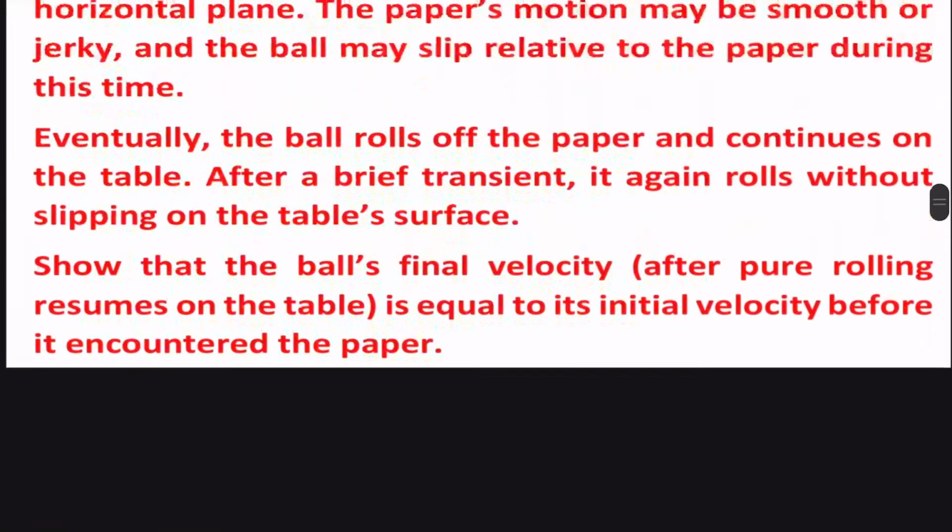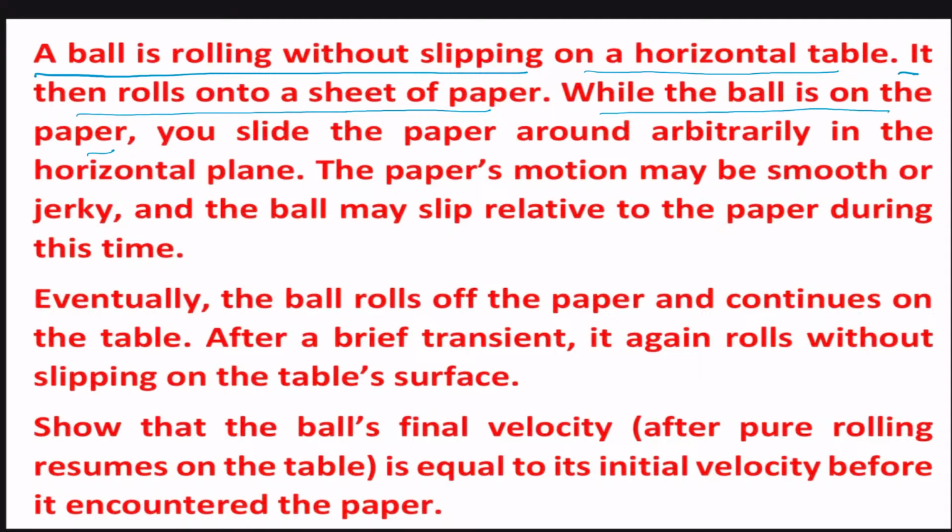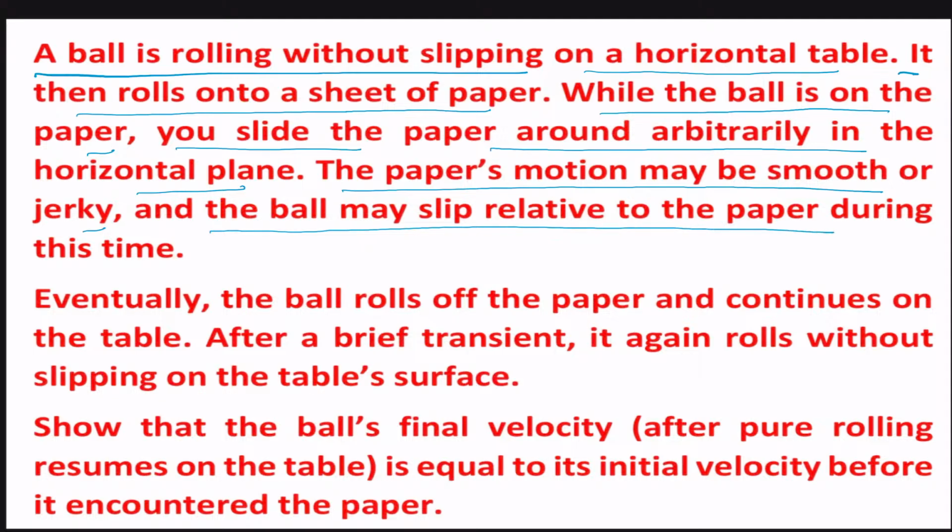We come to the next question. It states that a ball is rolling without slipping on a horizontal table. It then rolls onto a sheet of paper. While the ball is on the paper, you can slide the paper around arbitrarily in a horizontal plane.